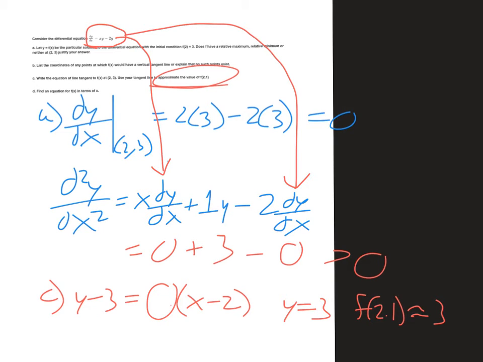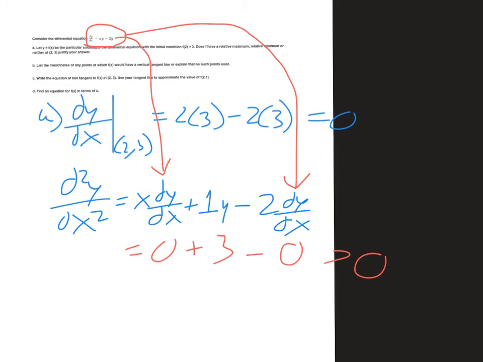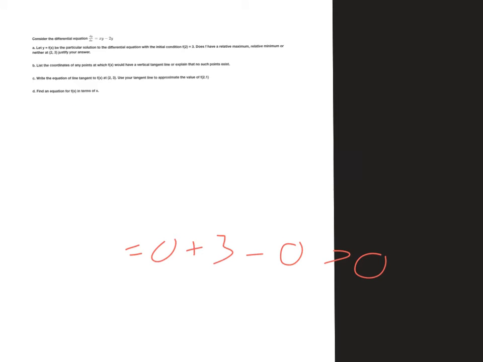So then for part D, we actually have to solve. Find an equation for f of x in terms of x. That's the same as saying just, okay, solve this differential equation. Let's clear out some room because we're going to need some here. Hopefully we know by now that we can only solve differential equations by separating the variables.